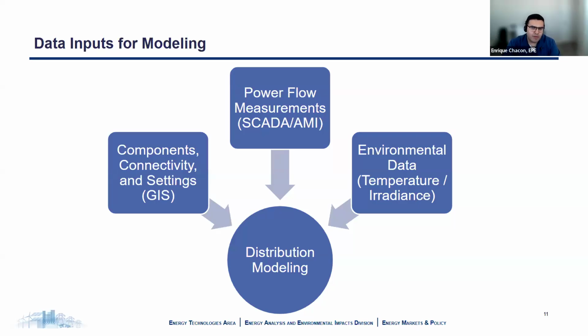In addition, you have power flow measurements. A couple of things mentioned here are SCADA and AMI. There are many types of power flow measurements, but those are two common ones typically fed into a distribution model. And from an environmental data perspective, you have temperature and irradiance. Those are fed into a distribution model. Just for some context, they're likely associated with PV performance, where the intensity of the sun is very important, or with electric components, where the ambient temperature is important. You want to see what heat does to your equipment, and we'll talk about that in a little bit as well. Next slide, please.